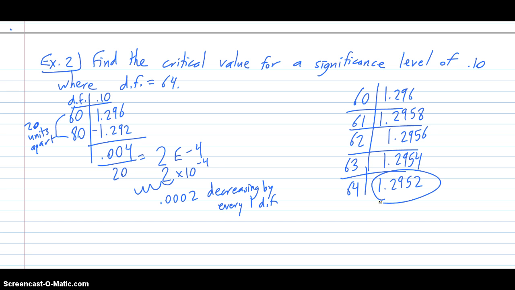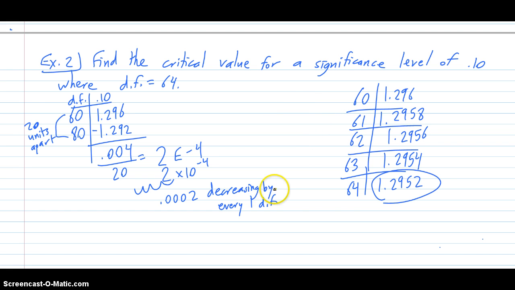So again, at this point, this would be where you would potentially draw your graph, and you'd be like, okay, so the t-score is 1.2952, and we'd reject if it was greater than that, right? That's basically what we're doing, all right?